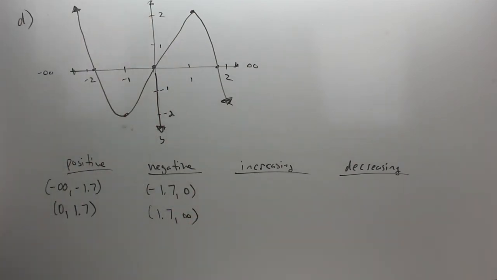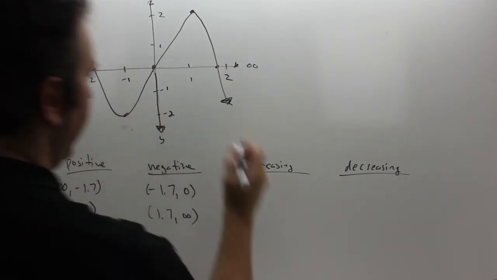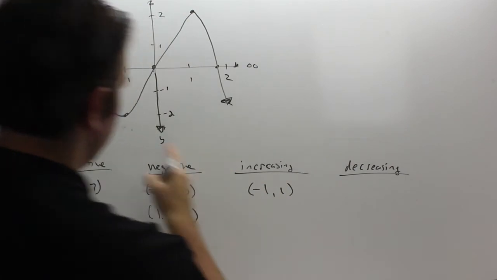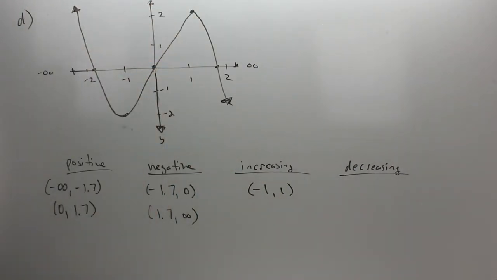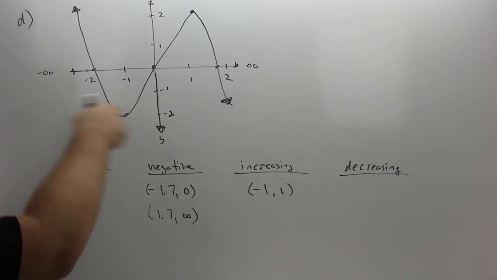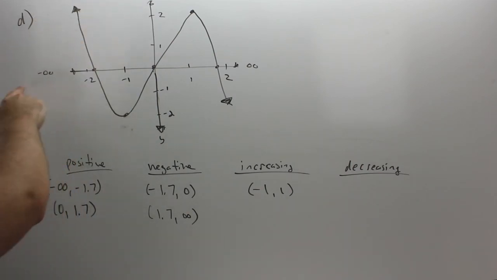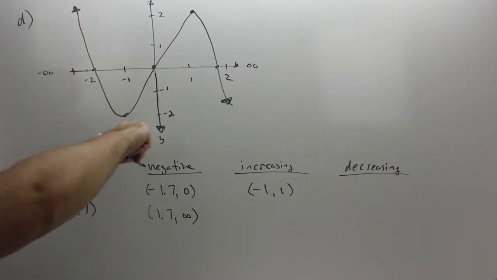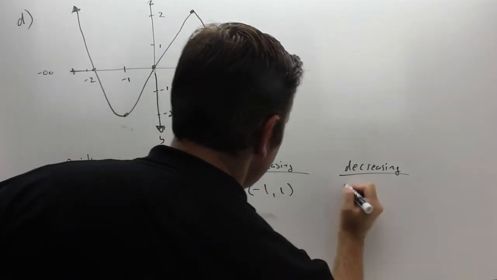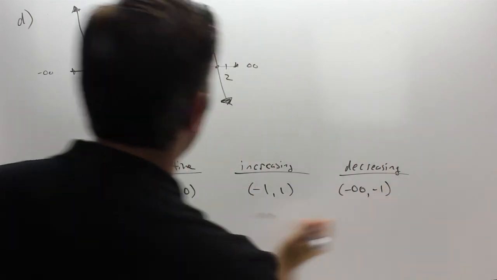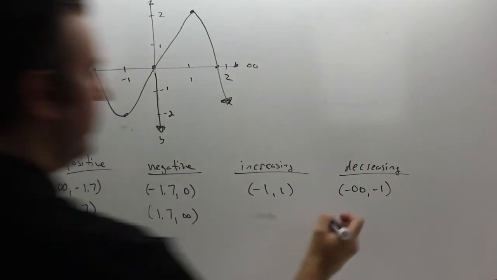Okay, lastly, when's it increasing? This is increasing from when x is -1 to x is 1. So, in other words, it's going up as we move rightwards from -1 to 1. And then it's going down. Actually, that's incorrect. No, that's correct. And then it's going down. Again, as we move rightwards, it's going down from negative infinity to -1. And from 1 to infinity.